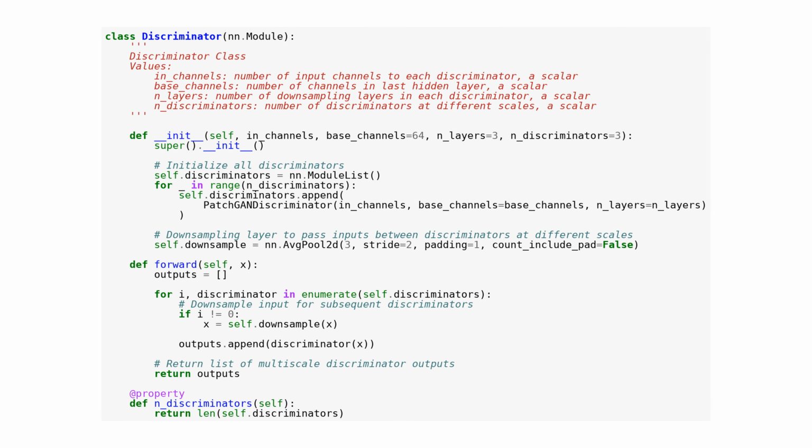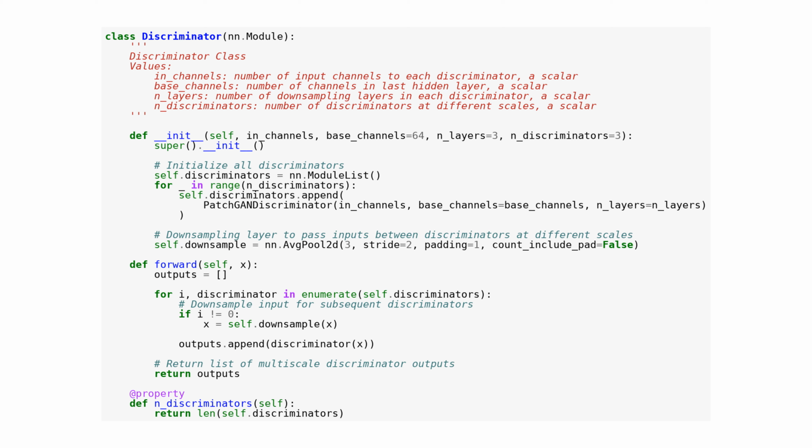This code defines a class called discriminator, which is a crucial component in a generative adversarial network. The purpose of this class is to evaluate the realism of generated images, helping the model improve over time. Within the initializer, it takes several parameters: the number of input channels, which depends on the data, the base number of channels used in the network, the number of downsampling layers, and how many discriminators are used at different scales.